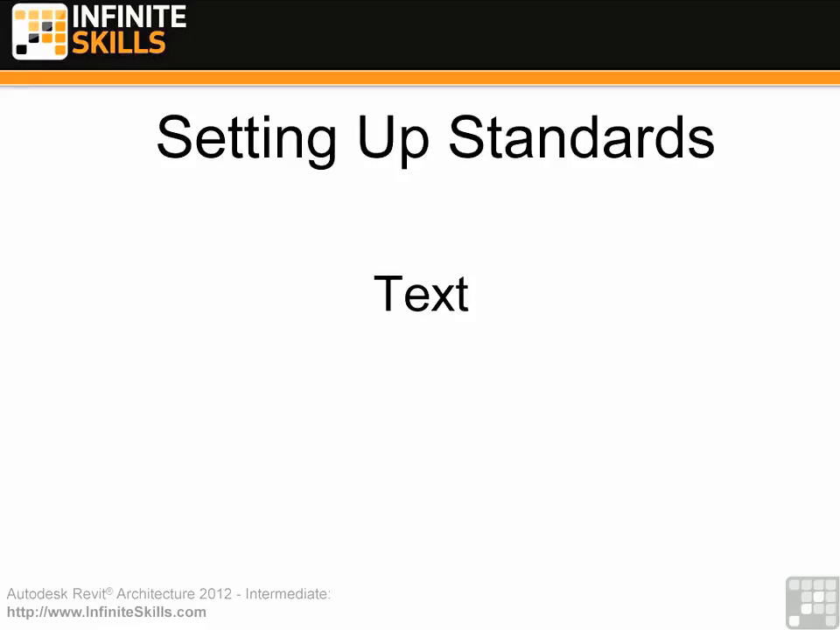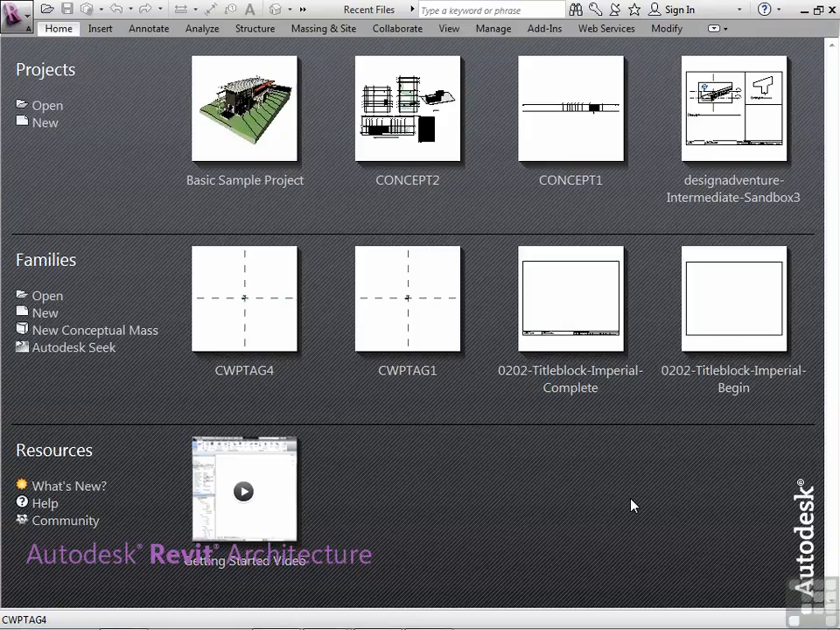Okay, so let's talk about text and how you can set it up. So here we are at the Revit screen. When you first open Revit, this is what it looks like, as you well know. And this is called the Recent Files screen. Now we're going to be opening up the template file that we started.